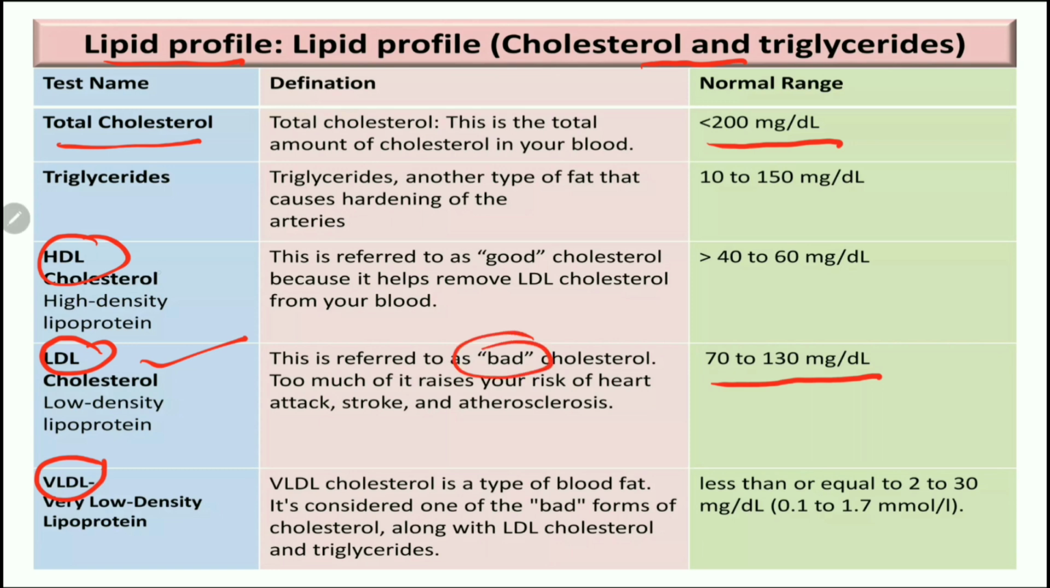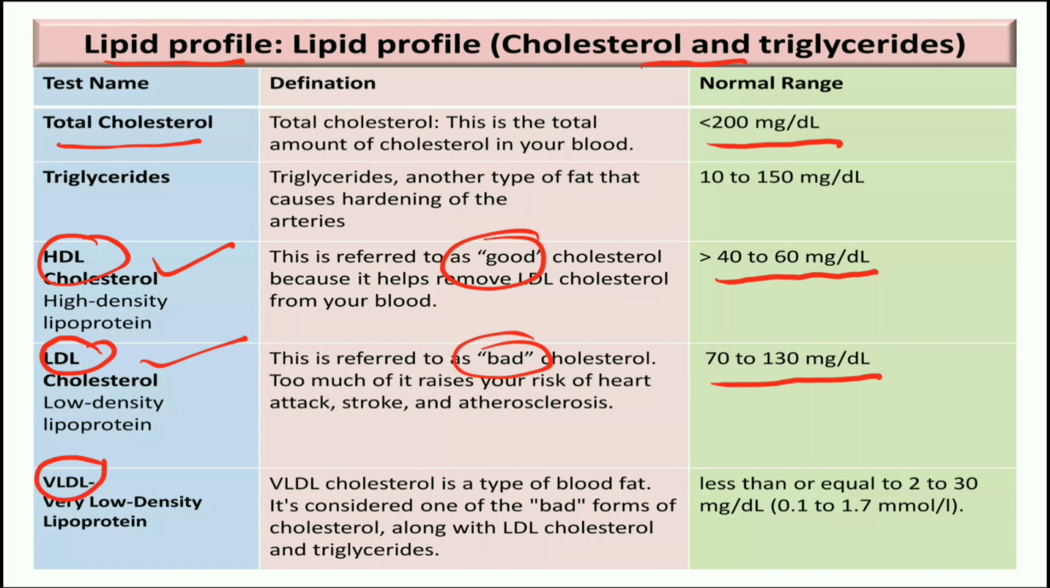The next parameter is HDL, that is high density lipoprotein. The role of HDL is to transport cholesterol from the blood vessels back to the liver. The cholesterol which the LDL deposits in the blood vessels, HDL collects and deposits in the liver. The liver then excretes it out. That is why HDL is called the good cholesterol. So if HDL is high, there is low risk of heart disease and stroke. The normal range of HDL should be more than 40 to 60 milligram per dL.